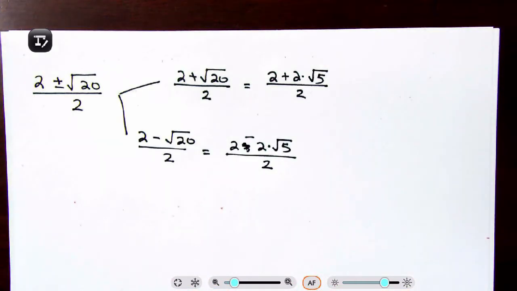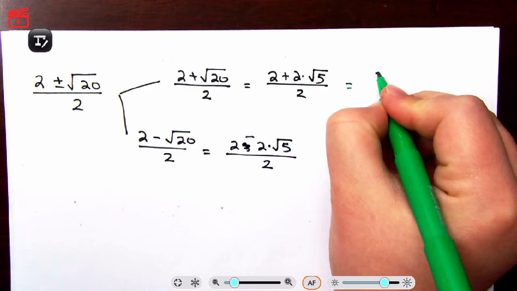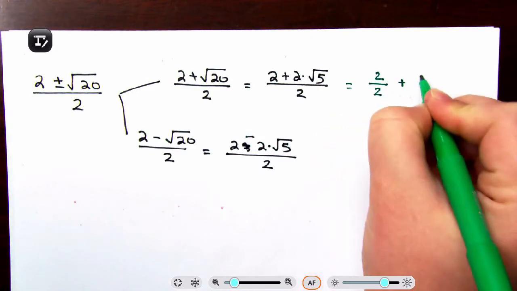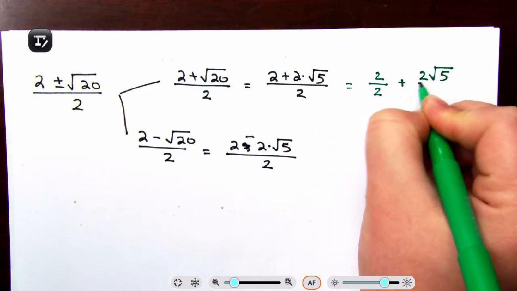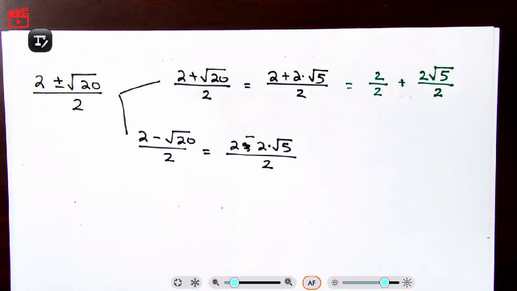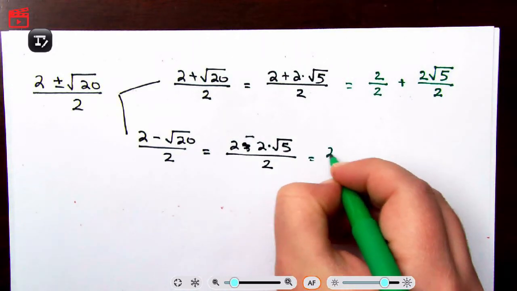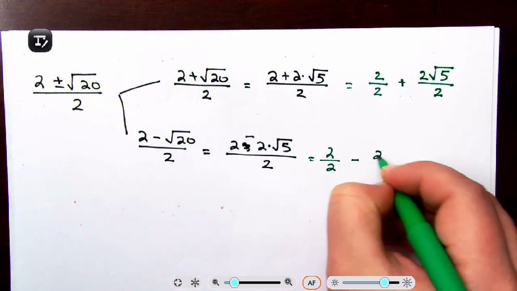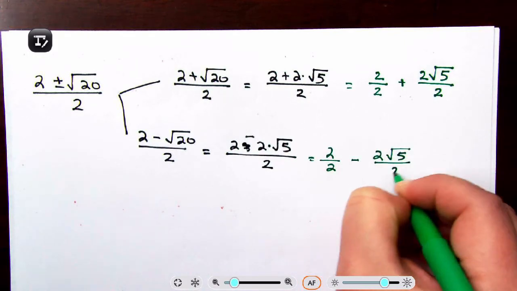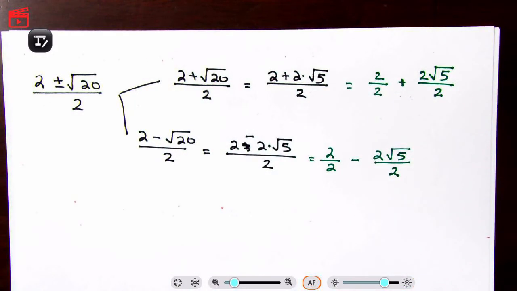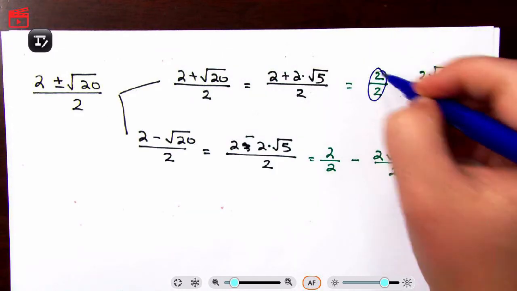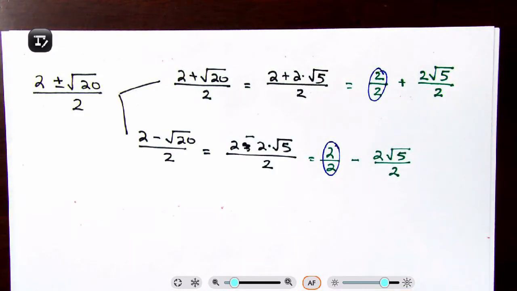So another step that you can do is separate them out and have each term be divided by your denominator. So I can have 2 divided by 2 plus 2 times the square root of 5 divided by 2. I'm just taking each term and dividing it by the denominator. 2 divided by 2 minus 2 square root of 5 divided by 2. And that way you can simplify your 2 divided by 2, this one here. But you can only do this after you have separated this out into multiple terms. So I'm going to write this here.